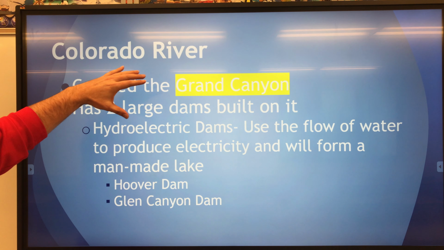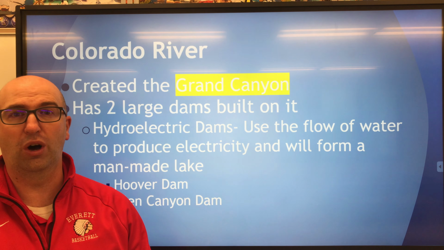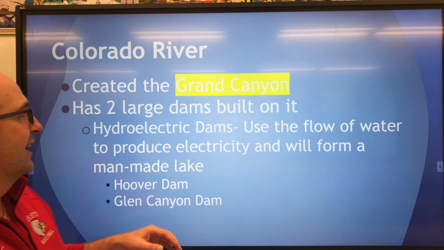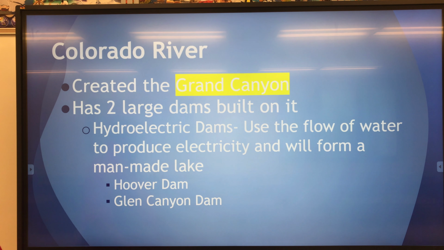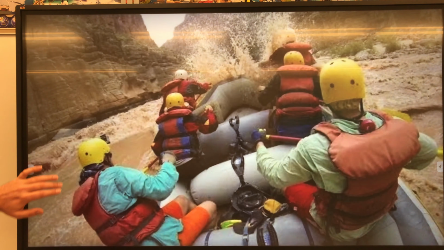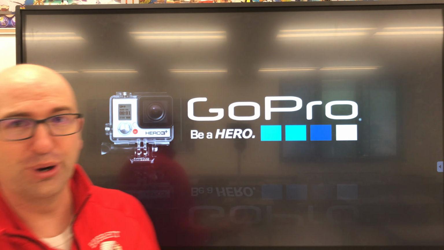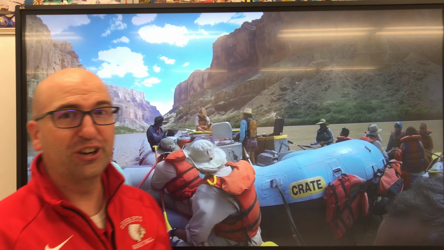The Colorado River plays a very important role in supplying water to the southwestern part of the United States. Hence, the reservoirs built from the 2 dams along the Colorado River. So let's take a quick look at what it's like to go down the Colorado River at the Grand Canyon.